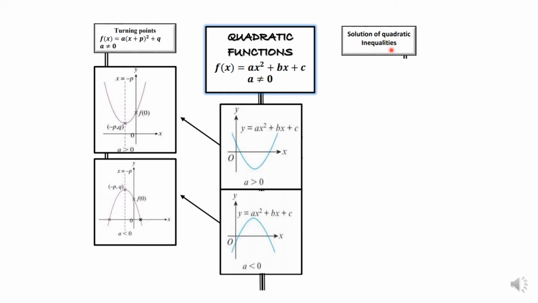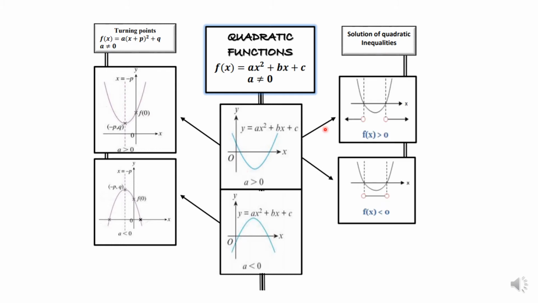Solutions of quadratic inequalities. As for the value of a greater than 0, when the quadratic function is greater than 0, the value of x will be less than the root on the left and greater than the root on the right. If the quadratic function is less than 0, the solution value of x should be in between the roots.